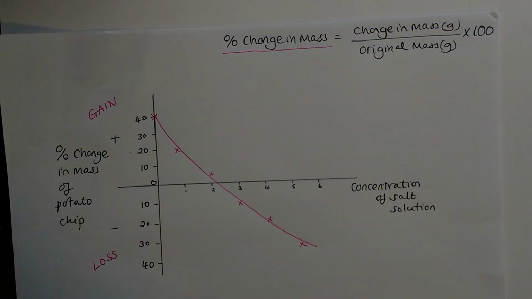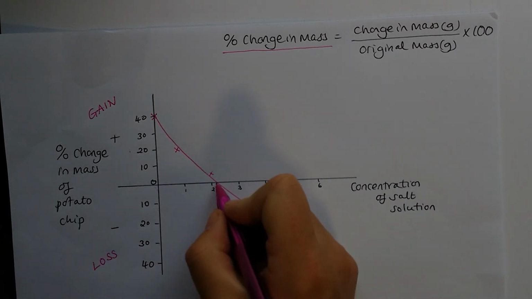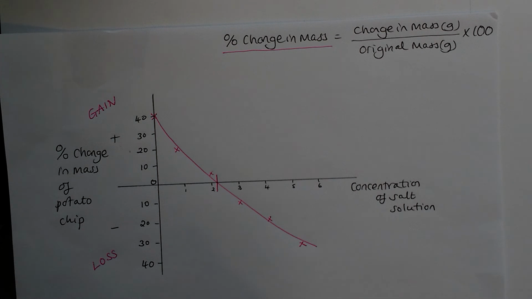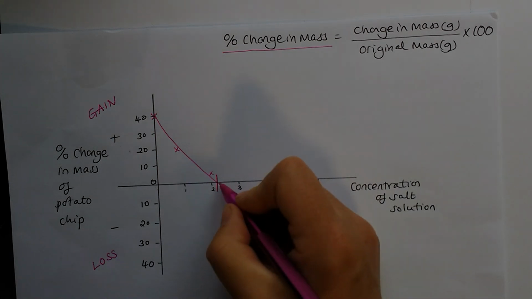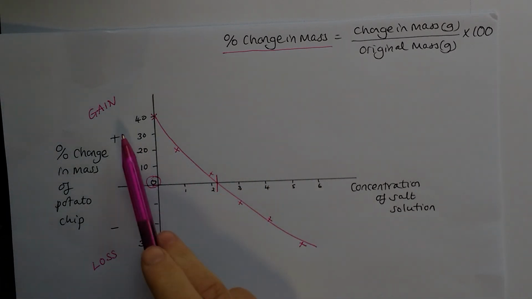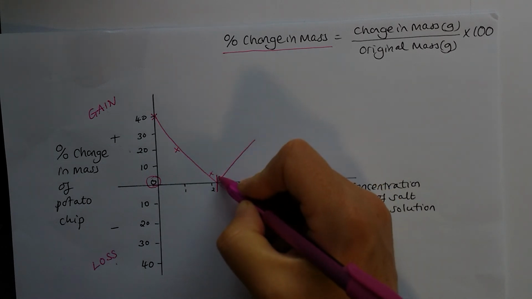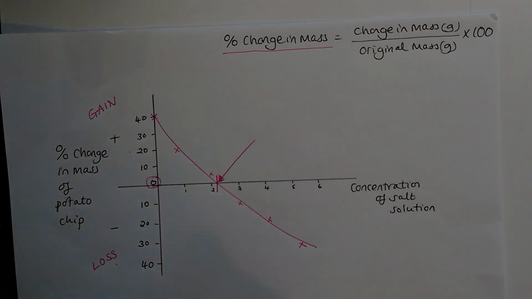Some of your graphs did look like that. And we can see from here that we can work out the concentration. I've just made these numbers up, but we could work out the specific concentration of the liquid inside the cells of that potato, and that would be the point at which it crosses the zero line, where there is no gain and no loss in mass. So that's our equal point, the isotonic point. And that's it. I think that's it. Good luck with your revision.